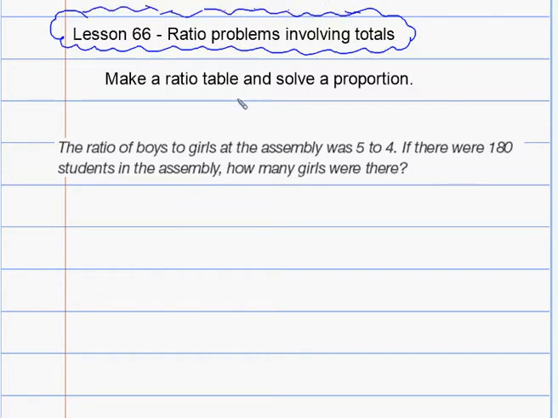Okay, so we've done ratio problems before where we make a ratio table and you solve a proportion. These are the same type of problems, only now we will have a total. So here's an example for you to put in your notes.